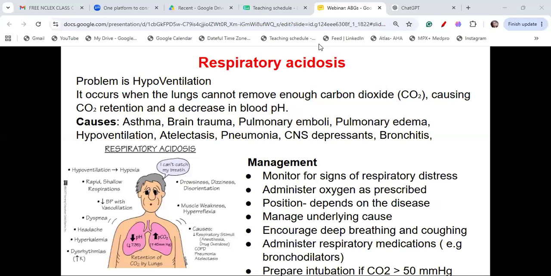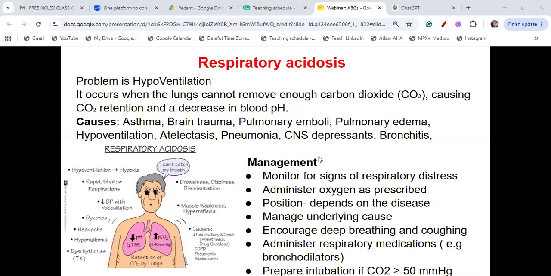So difficulty in breathing or shortness of breath, restlessness, use of accessory muscles to breathe, retractions, tachypnea, low levels of oxygen saturation. All those are signs of respiratory distress that you need to look out for.